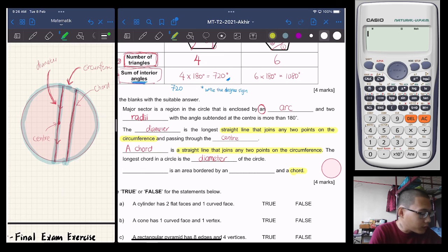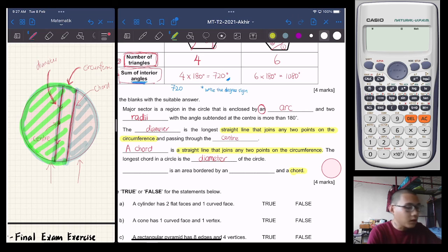Okay, let's say I use green color for the right hand side. On the right hand side here is a major segment. If I use the left hand side one, it's a minor segment, right? So both are segments, but I didn't specify which arc we want. So that means we just use segment.